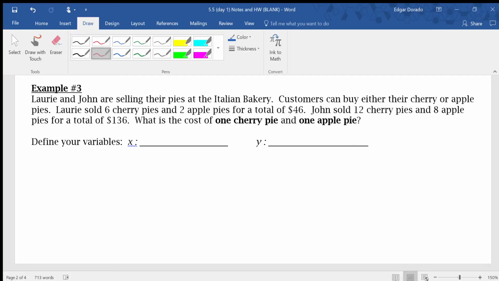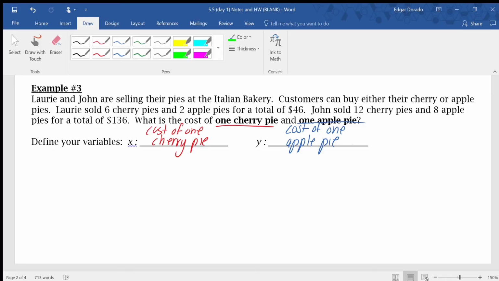Hopefully it works now. So x is the cost of 1 cherry pie, y is the cost of 1 apple pie. Okay, there we go. All right, so let's go ahead and go through the same process. We've defined our variables, so first thing is done. Next thing is to identify both different scenarios to verify and to actually create and model our linear equations to set up our system.